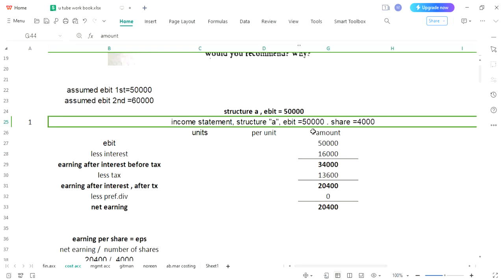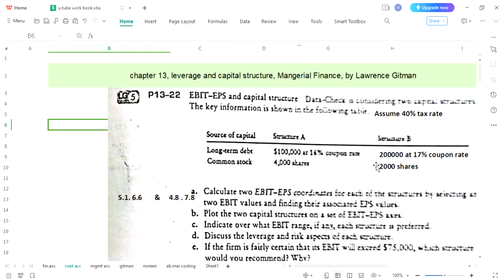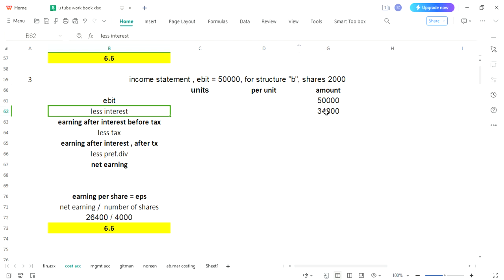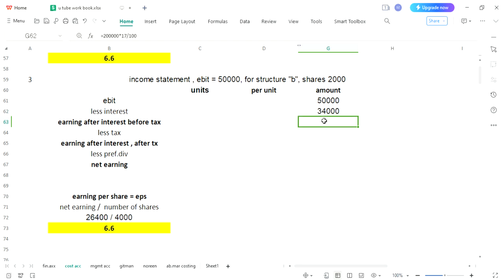Let's go back and I will show you again. Loan amount was 2 lakh, rate was 17%. So here you have calculated your amount of interest. You can now calculate your income by subtracting interest from EBIT. 50,000 is the amount of EBIT and you will subtract 34,000 as the amount of interest. In this way, earning after interest has been calculated.